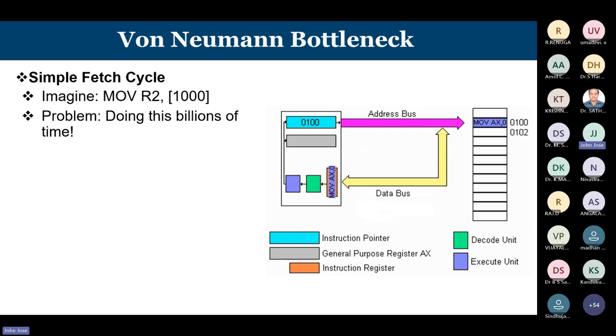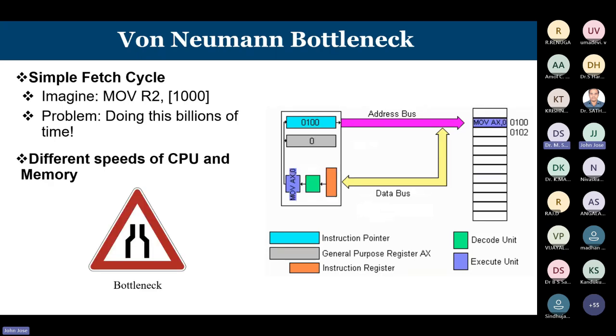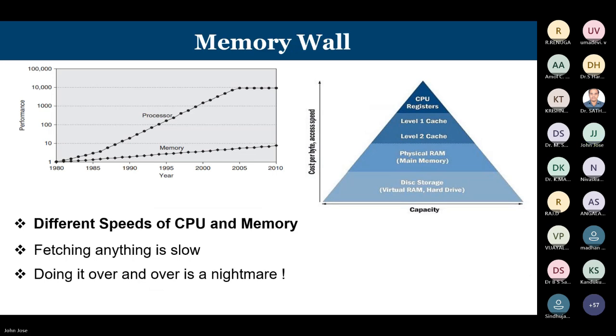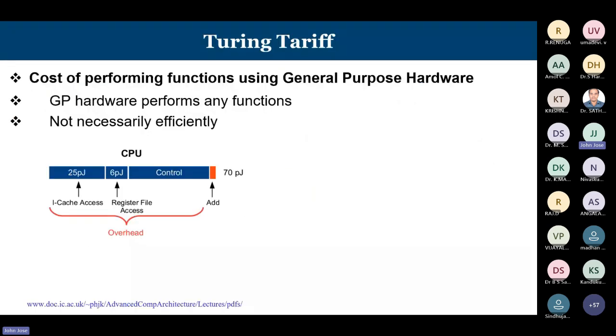You have a very high-speed processor and a relatively slow memory, which has been used to facilitate this operation. So what will happen if you are going to do this billions of times? There exist different speeds of CPU and memory. So there is going to be a huge bottleneck that we experience because of the difference in speed. So we know that there exists a memory wall. That means, because of the difference in speeds of a CPU and that of a memory, fetching anything is slow, but when you do it over and over again, it is going to be a nightmare.